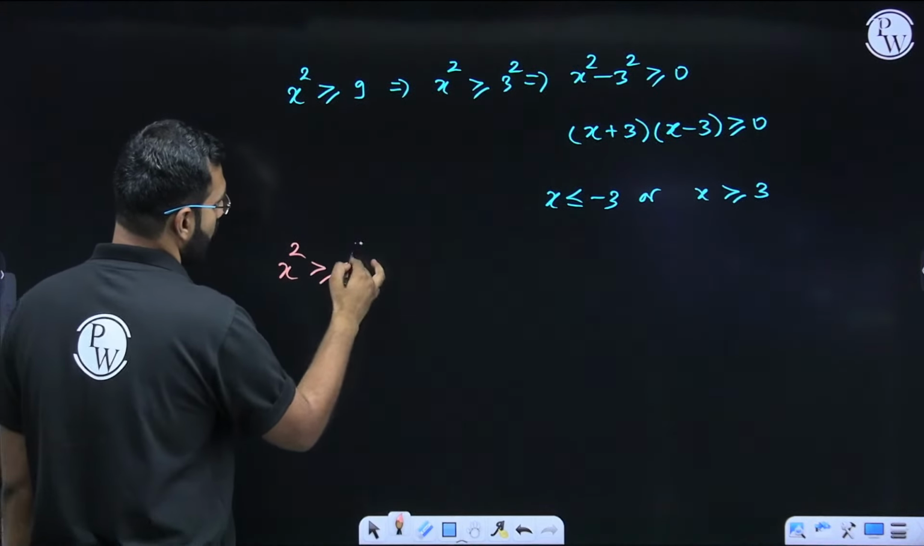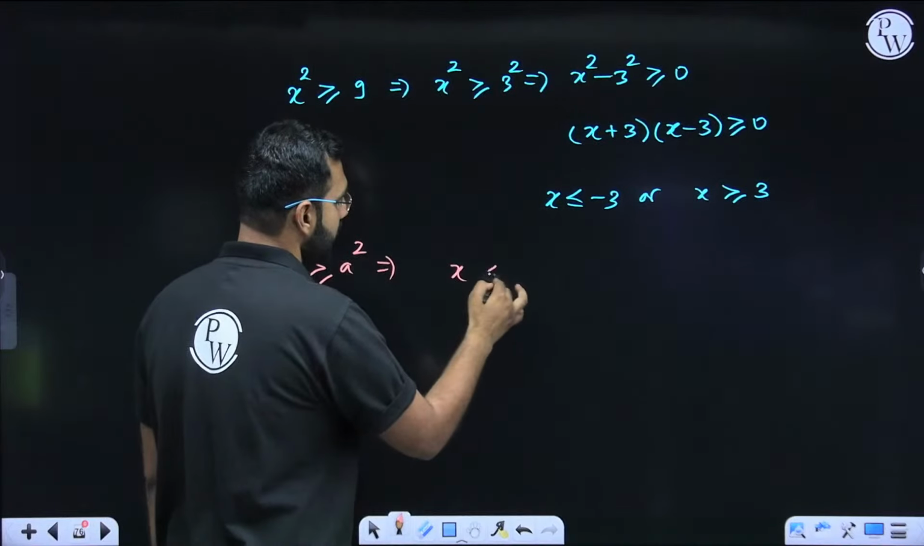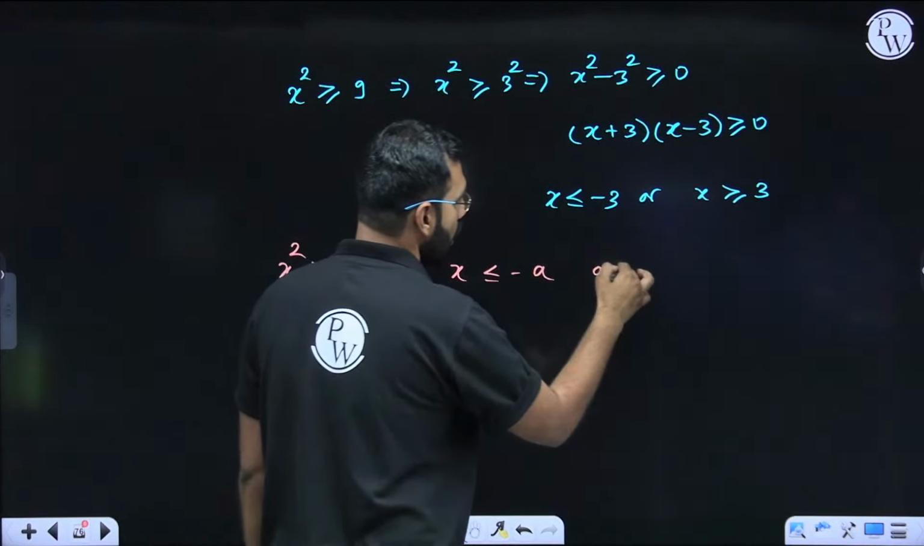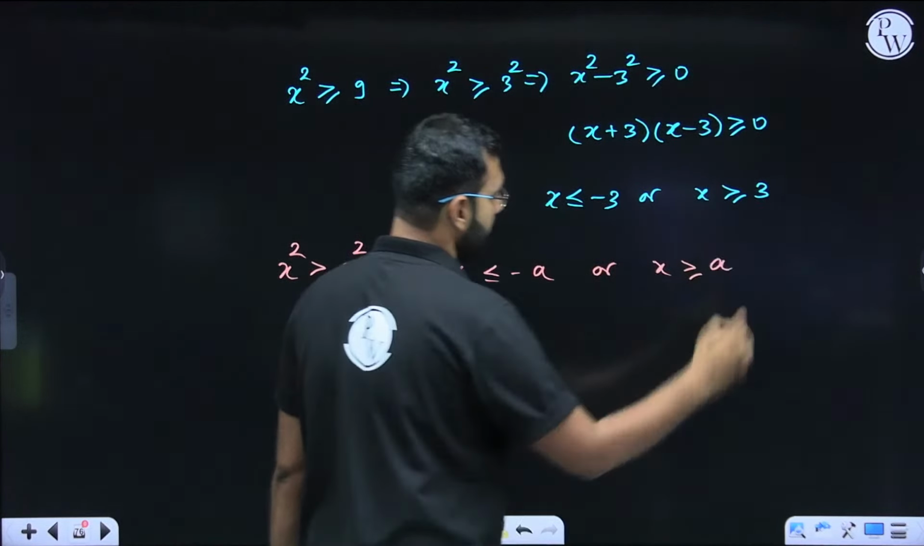From here, you can directly remember this as a result, that if I say that x square is greater than or equal to a square, then don't do all of this. Now remember this as a direct result, that here x will be either less than minus a or x will be greater than plus a. Will you remember this as a result?